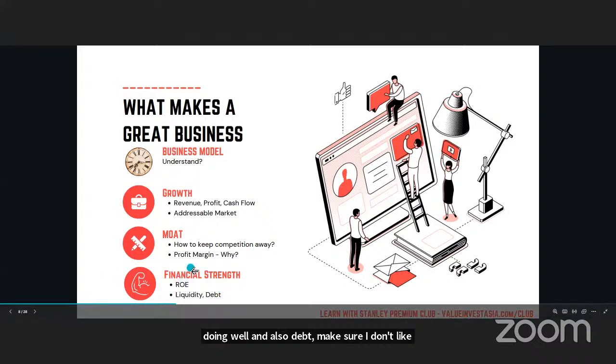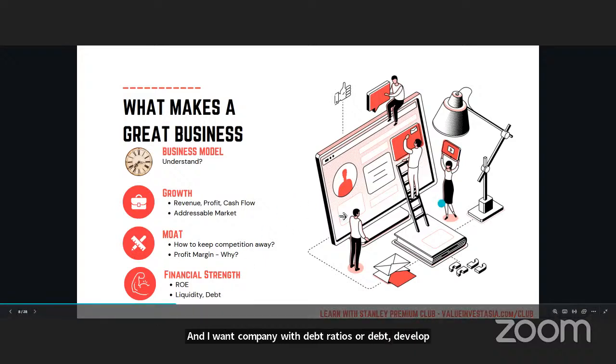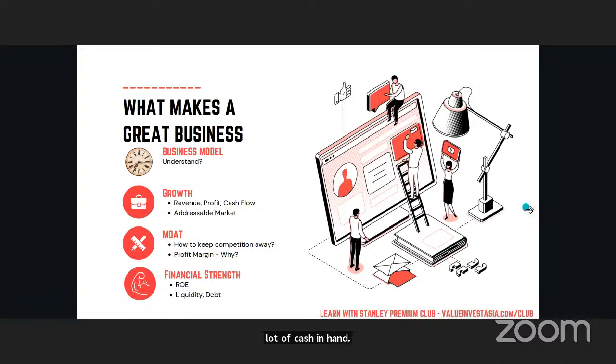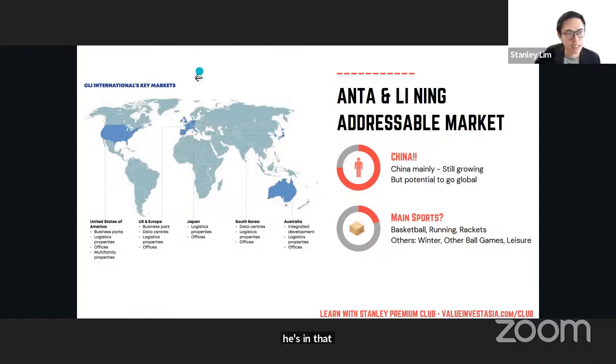So that's something to look at. Typically, what I look at is I want companies with ROE, return on equity, of more than 15%, and I want companies with a debt ratio, so debt divided by equity, not more than 1, and preferably with a lot of cash in hand. And actually, a lot of the time, the companies that I end up investing in are in net cash anyway, right? They don't really have debt at all.